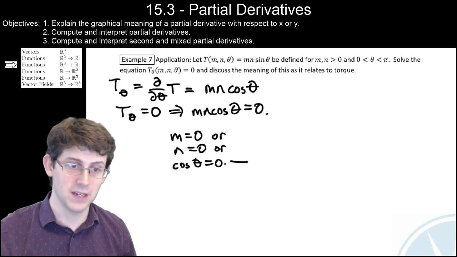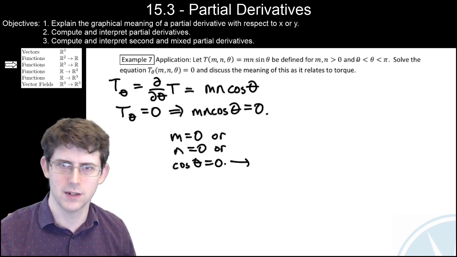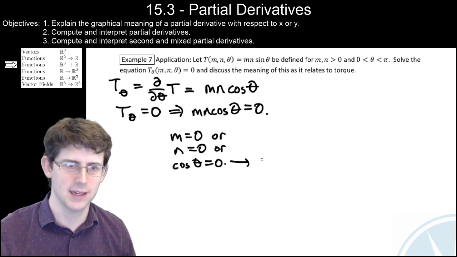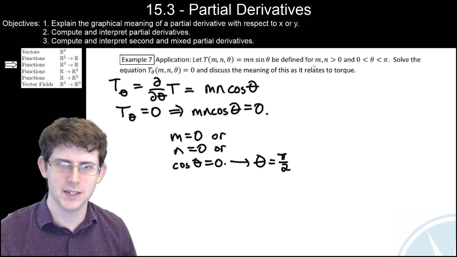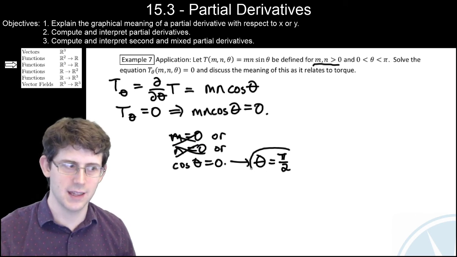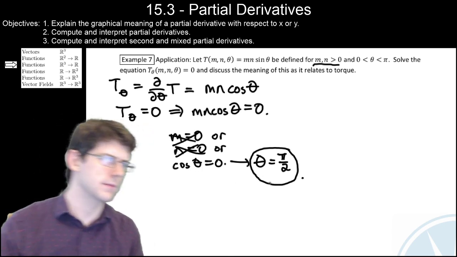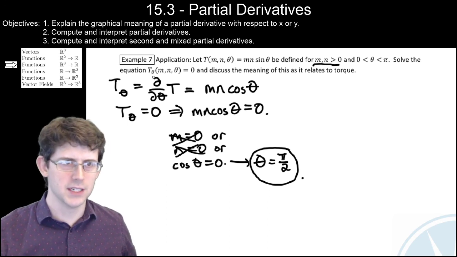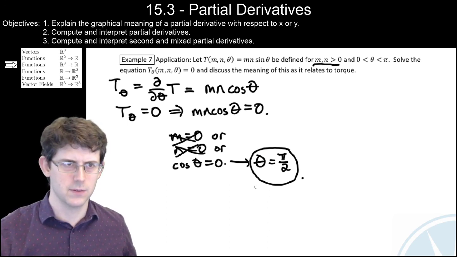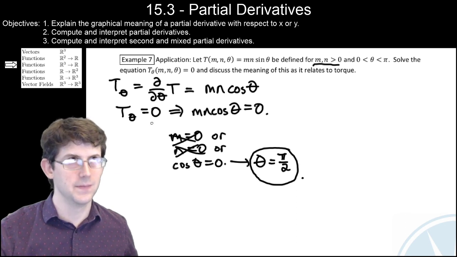Cosine theta equals 0, we can figure out a little bit more. There's lots of angles where cosine theta is 0, but it looks like we're looking only between 0 and pi. So the angle where cosine theta equals 0 is pi over 2. While I'm looking up here, it also says that m and n are positive, so these can't happen. So the final answer here is that theta equals pi over 2. Okay, solve the equation then equals 0. So what we found is that the theta partial derivative of t equals 0.